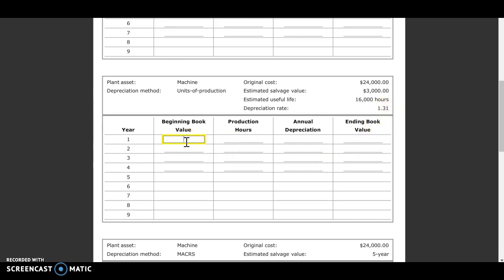Okay. So our beginning book value is 24,000. Our production hours, now that they give to us in our directions, for year one are 2,880. We're then going to take those hours times the rate, 1.31. That gives us then an annual depreciation of $3,772.80. We're going to find our ending book value of year one, which will be 20,227.2.